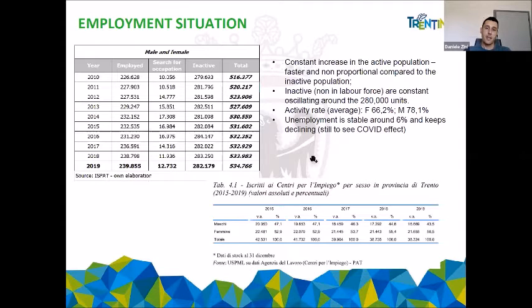This data is declining, but still we don't have data about 2020. The projections, so the trimestral projections, show that there has been an increase in this data.